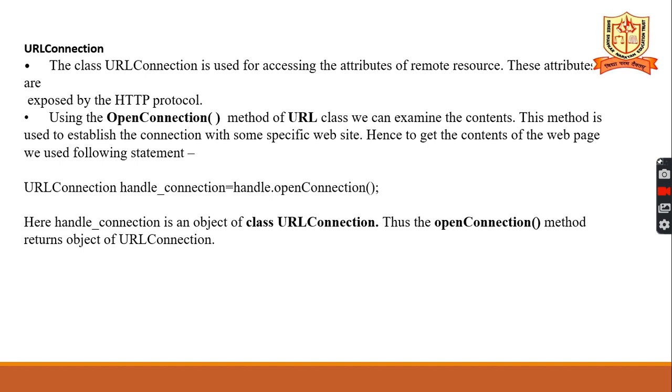This method is used to establish the connection with the specific website. Hence, to get the contents of the web page, we have to use the following statement. That is URLConnection, this is the class name, and then an object name, and equals. So the handle is the object of URL, URL object dot openConnection. Using this openConnection method, you are opening the connection with this URL. Here the handle connection is the object of the URLConnection class, and thus the openConnection method returns the object of the URLConnection class. Next we'll see an example of this.